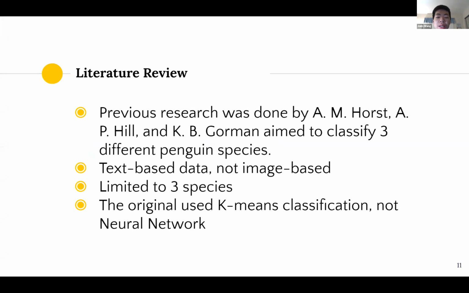For example, there's previous research done by A.M. Horst, A.P. Hill, and K.B. Gorman. They aim to classify 3 different penguin species based on a different data set. However, there are some main differences between this research and that research. For example, that research contains 3 species of penguins, and the data is numerical instead of images. It also used k-means clustering to classify, which is another classification algorithm than convolutional neural network. And for my research, the data set contains 10 different species, and it's based on images.